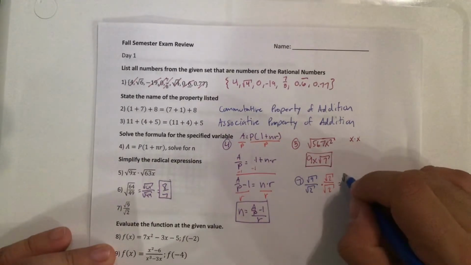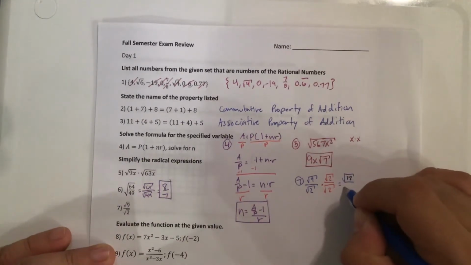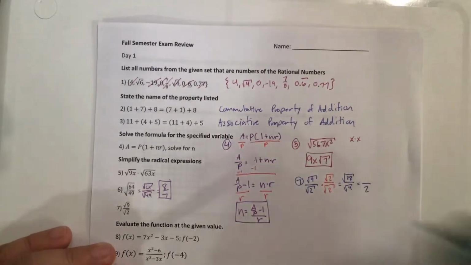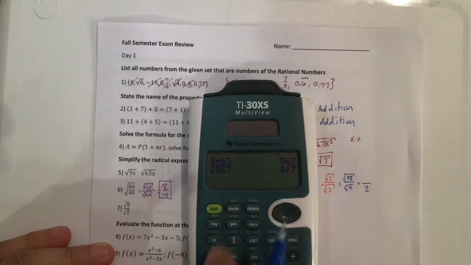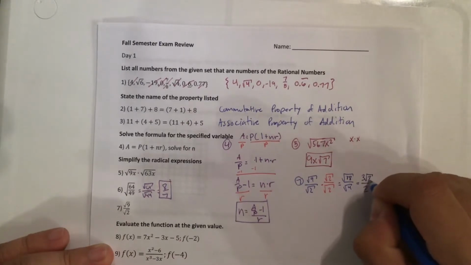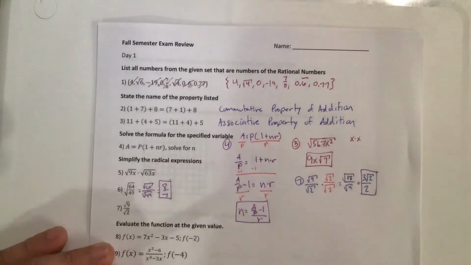So we have the square root of 18 divided by the square root of 4. We know the square root of 4 is 2. And the square root of 18, once again, if you can't remember it, you can just do the square root of 18 in the calculator, and it will tell you 3 radical 2. So we look to reduce this, and that doesn't happen, so there's our answer.